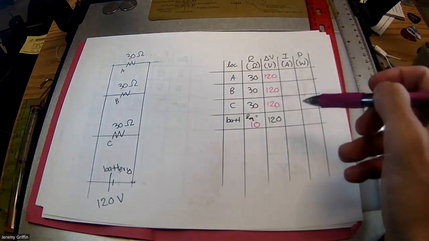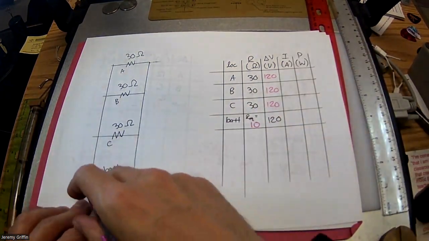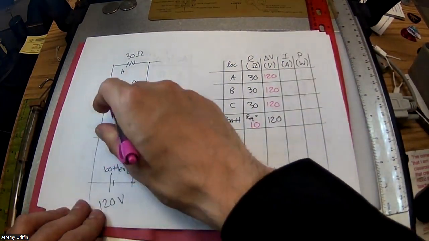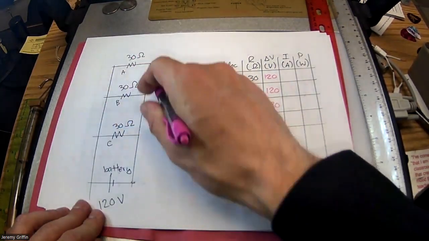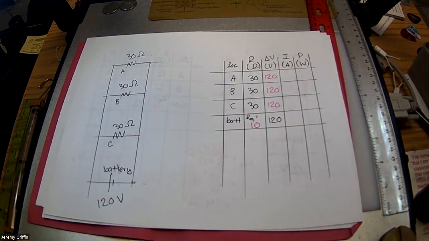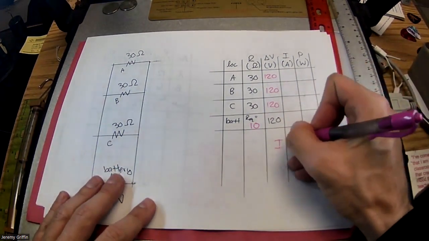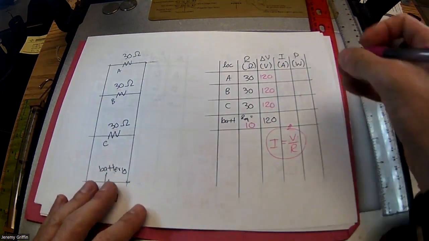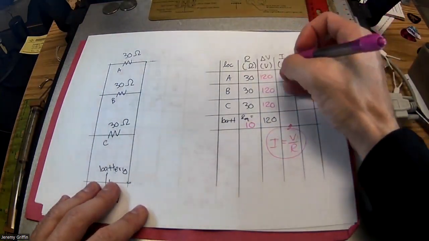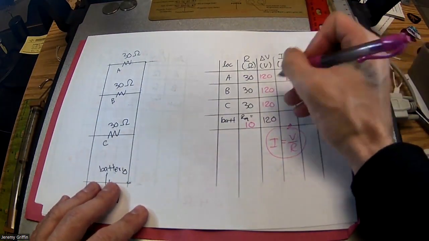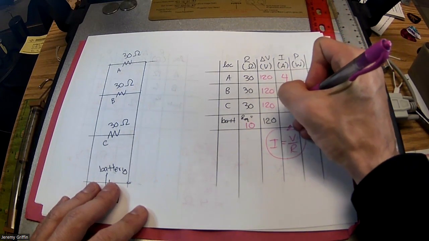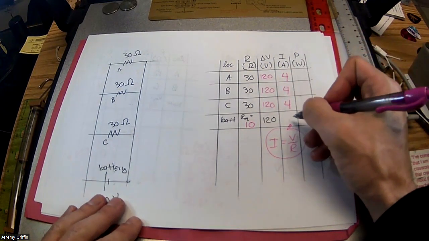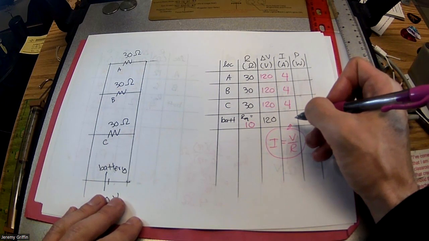Right. So loop rule: 120 up, 120 down, 120 up, 120 down, 120 up, 120 down. That's Kirchhoff's loop rule. Current is I equal to V over R. So 120 volts on 30 ohms, that's like 4 amps. That's also true here, and it's also true here. How about the battery? How many amps are supplied by the battery?